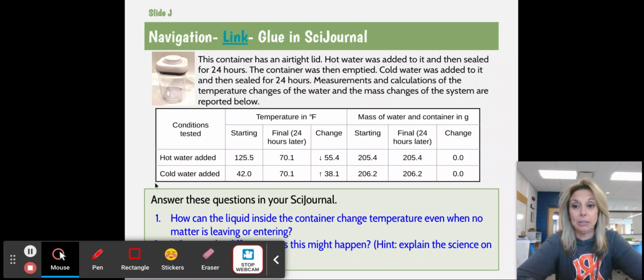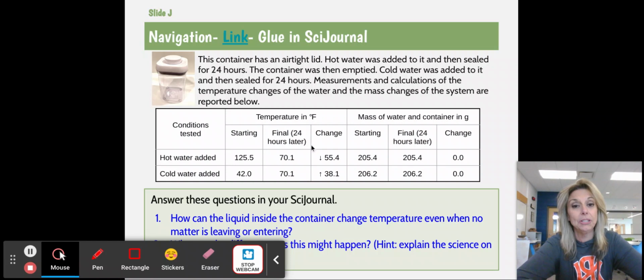So if we look at this tabular data in this chart, we can see that when we added hot water right at the beginning, the starting temperature was 125.5 degrees. And after 24 hours, the temperature dropped 55 and 4/10 of a degree Fahrenheit. And the final temperature was 70 and 1/10 of a degree Fahrenheit. Then cold water was added. 42 degrees is the temperature of the cold water at the start. After 24 hours, the temperature increased 38.1 degrees Fahrenheit, and the final temperature of the cold water ended up being 70 and 1/10 of a degree Fahrenheit.